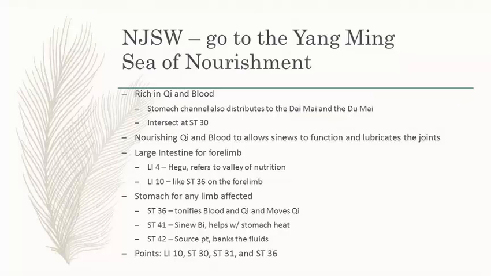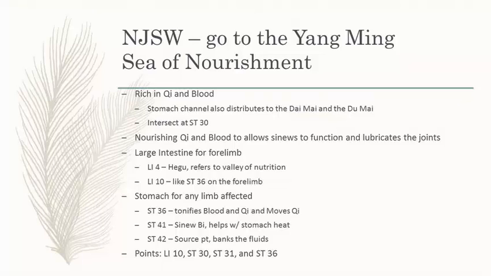Now, the Neijing Suwen talks about going to the Yang Ming. Qibo talks about using the yin spring points and the shu-stream points to encourage and to release the heat, but also to rectify the improper movement. And then he also states to go to the Yang Ming. It is said to be the sea of nourishment. It is said to be the sea of the 5 yin and the 6 yang organs.